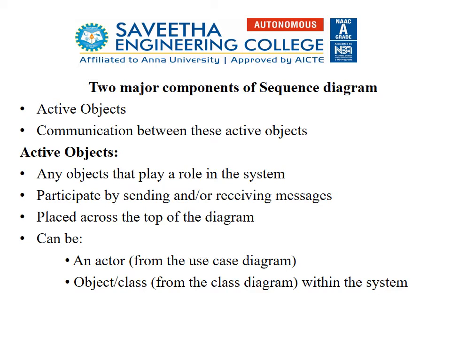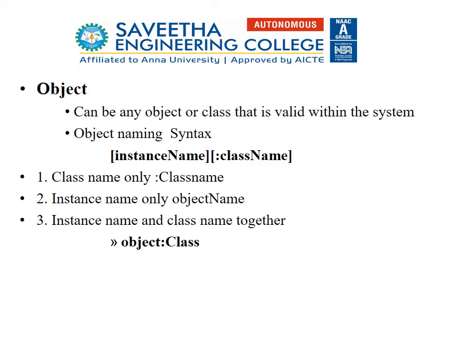So what is an active object? Any object that plays a role in the system is called an object. It participates by sending and receiving messages. This active object is placed across the top of the diagram. It can be an actor. This actor can be chosen from the use case diagram, or the object or class can be taken from the class diagram within the system. So to summarize, objects are nothing but an actor or an object taken from the class or from the use case.